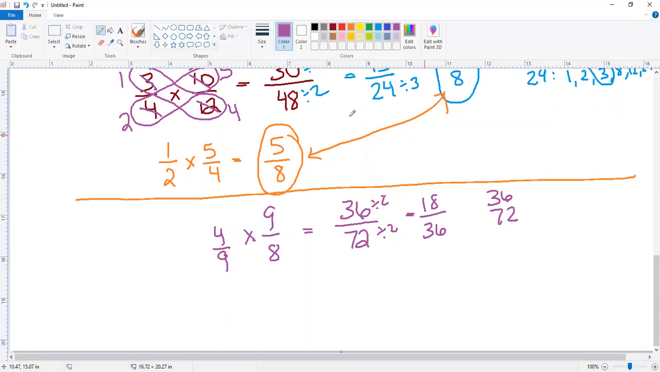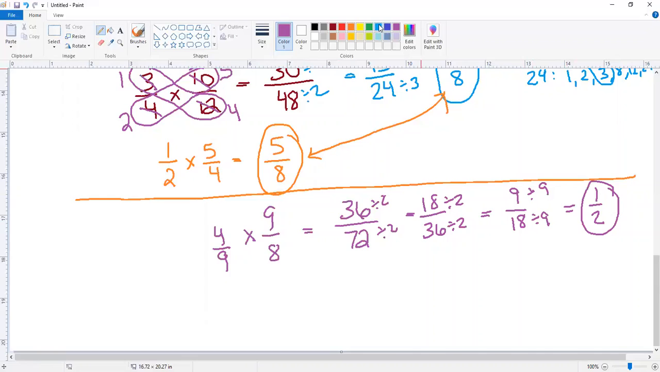Ooh, and they're still even numbers. I still have even numbers, so let's try to go again with the 2's. 2 is just about the easiest number for me anyway to divide by. So if I can keep it easy, I'm going to keep it easy. 18 divided by 2 is 9. 36 divided by 2 is 18. Ooh, and now I know these numbers. I can divide these both by 9, and I can get 1/2.